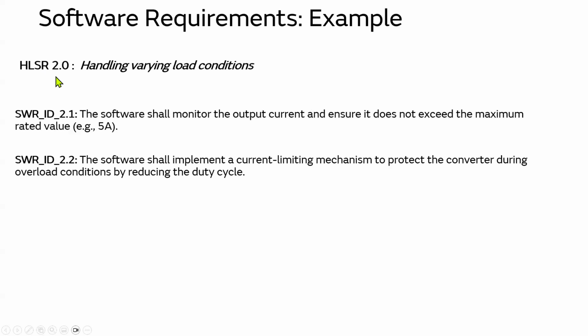And the high level requirement is the one which I showed you before, which says that we want to regulate the voltage to 12 volts for the varying load condition with an input of 300 to 800. So that's the requirement the software engineer will receive. So the software engineer needs to decompose that into these software requirements.